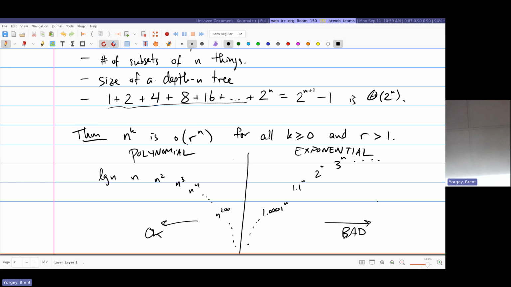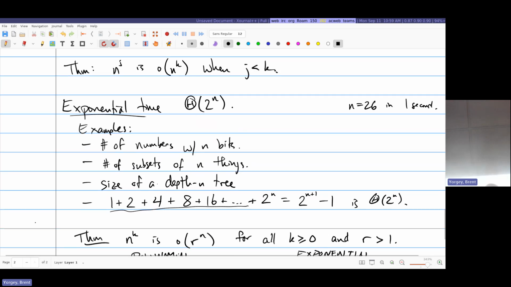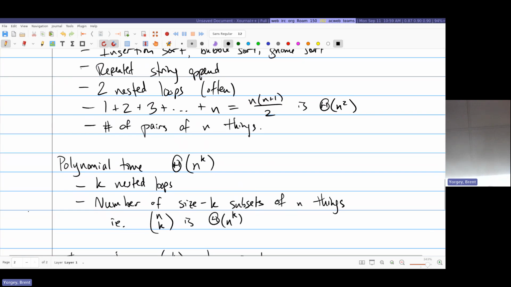What was the biggest n you could have for polynomial? Well, I didn't say. It depends on what k is, right? So I think with k as 3, n is maybe 400 or 500, and with k as 4, n is like 100, right? So yeah.